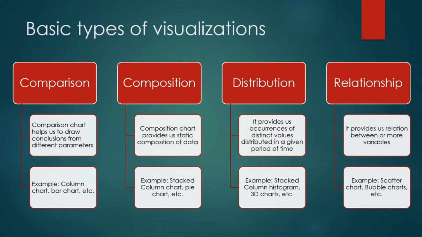Last but not the least, relationship type of visualizations. It provides us the relation between one or more variables. For example, children play if the day is sunny. Here, scatter chart or bubble chart helps us to visualize and extract the patterns.